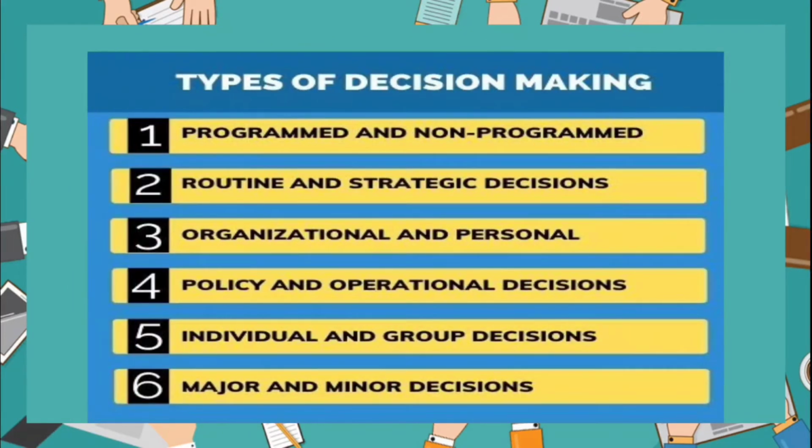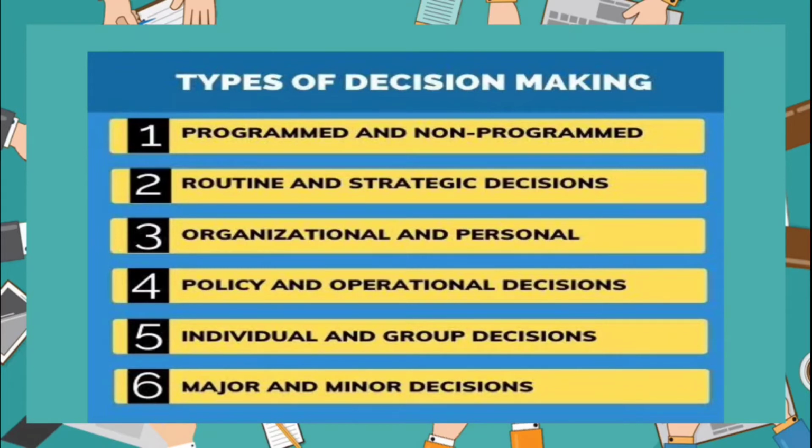The first type of decision is programmed versus non-programmed decision. Programmed decisions are the decisions which are taken in a sequential manner following certain steps. Non-programmed decisions are the decisions which are taken on an immediate basis without much planning and without much preparation. The second is routine and strategic decision.